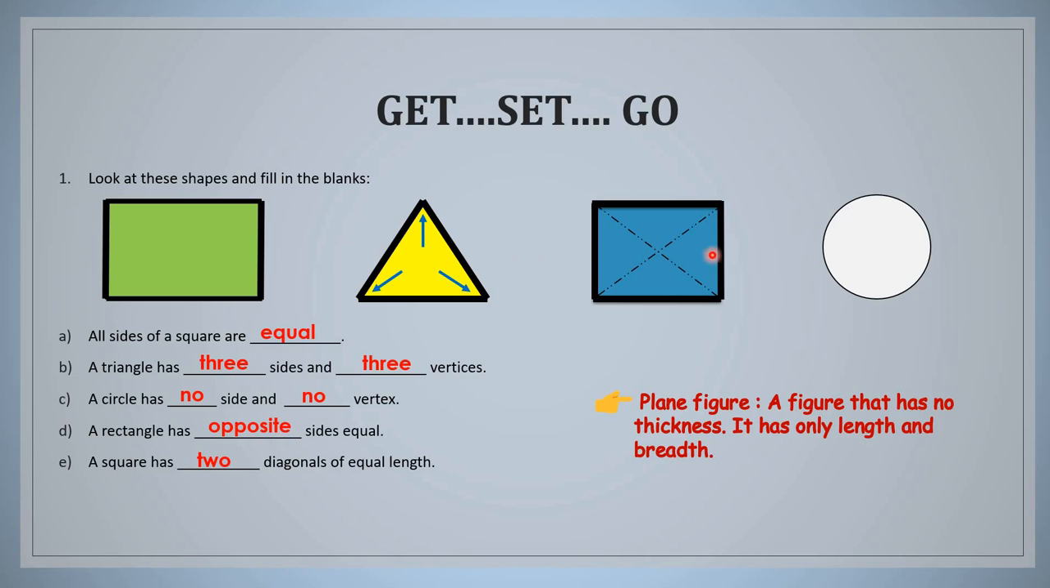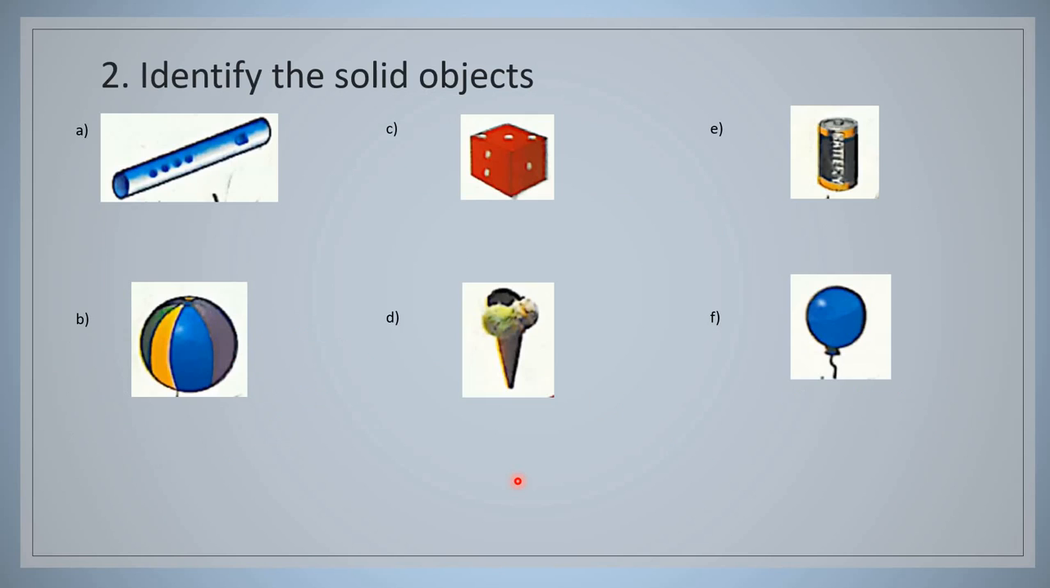Now these figures that you see in the picture, rectangle, triangle, square and circle, are known as plane figures. A plane figure has no thickness. Thickness is what we will study further. But if you see, the figures look flat. So they have only length and breadth. Length and breadth we will be studying further. But these are plane figures which have no thickness. It is a flat figure. So they are known as plane figures.